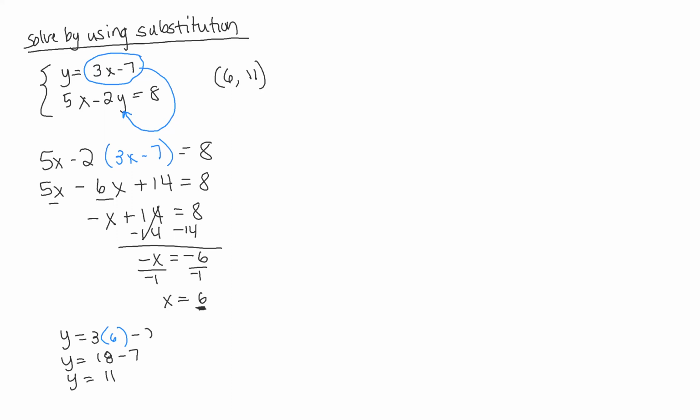But let's check our work. Okay, now remember from the first video, we check our work by plugging this ordered pair into both equations. If this ordered pair makes both equations true, then we're good. We can say with confidence it's the solution. So anywhere I see a y, I'm going to plug in 11. Anywhere I see an x, I'm going to plug in a 6. So I'm going to get 11 equals 3 times 6 minus 7. So that's going to give me 11 equals 18 minus 7. 18 minus 7 is 11. So the first equation is good.